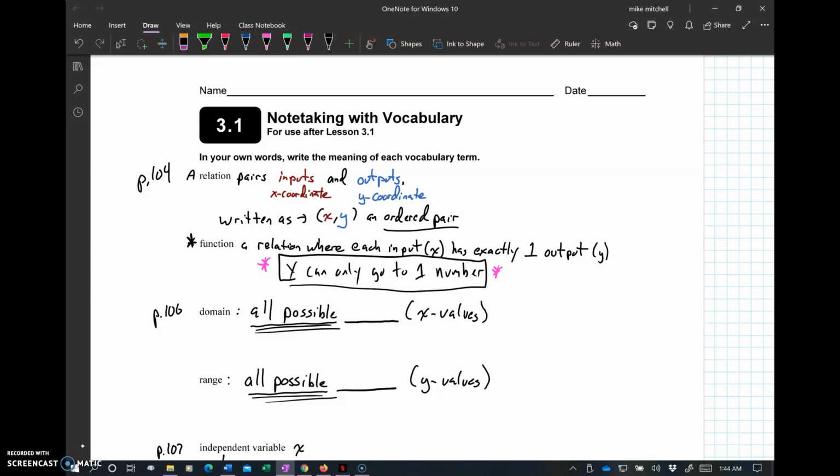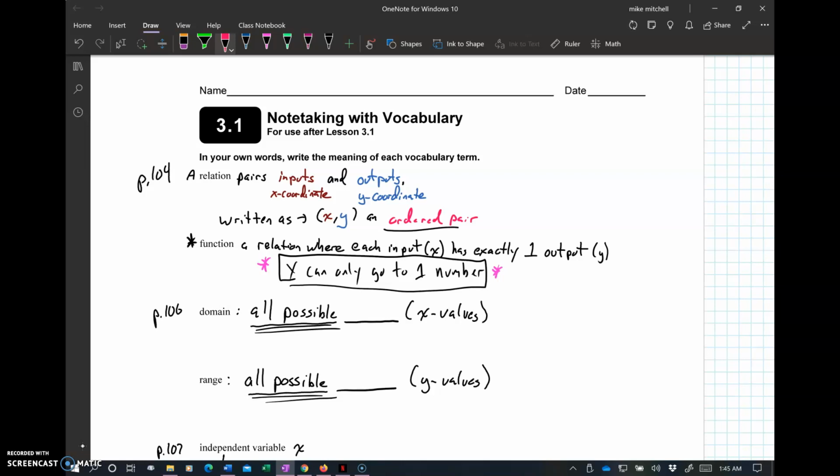First off, we have a relation: pairs of inputs and outputs. Color coordinated here, inputs are x coordinates, outputs are y coordinates. This is written as our ordered pair x comma y. And this is actually supposed to be left blank and filled in. I can write better than that. I have that set for next year at least.